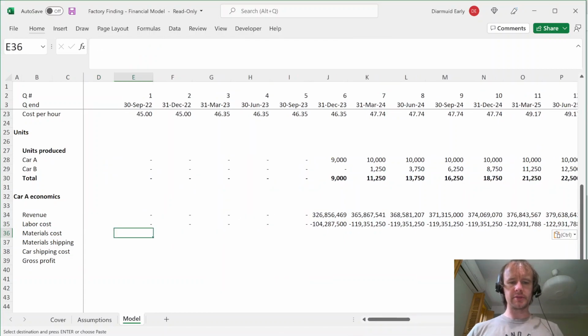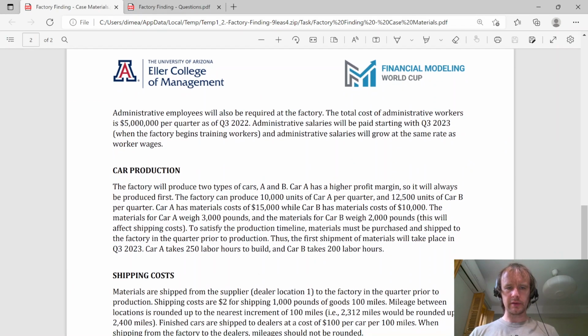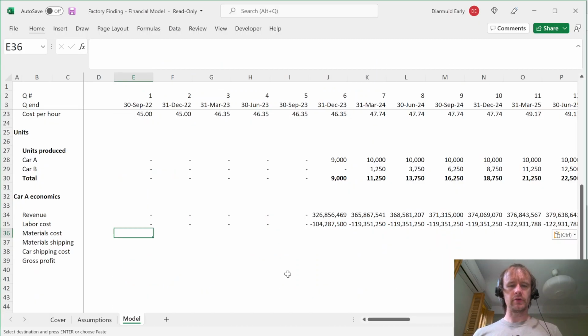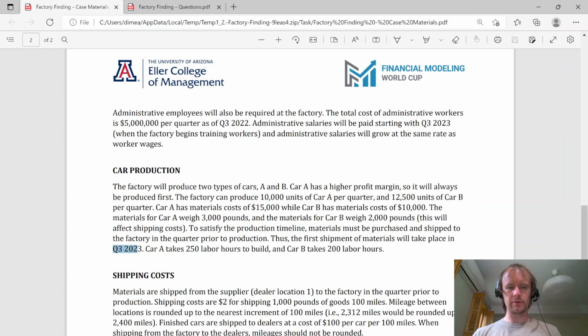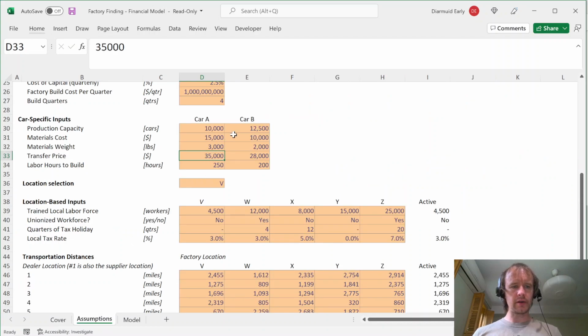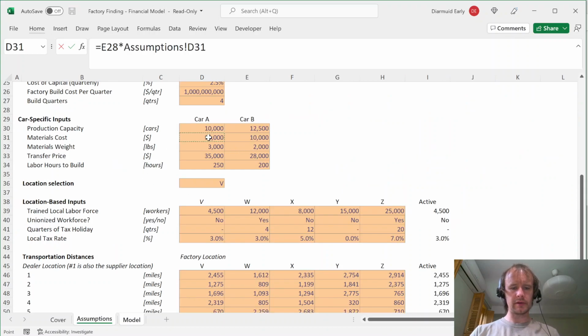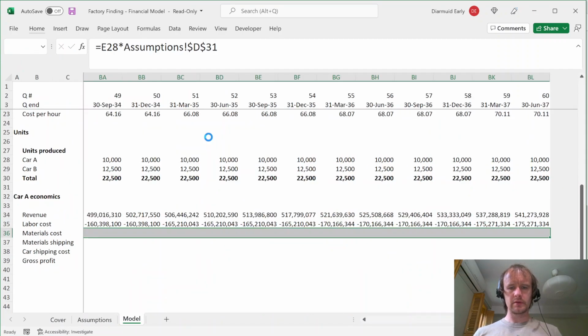And then materials cost. Now, the important thing with materials is, somewhere here it tells me, yes, to satisfy the production timeline, materials must be purchased and shipped to the factory in the quarter prior to production. So, first shipment of materials should be Q3 23. So, my materials cost, for car A, it's just a fixed dollar amount per car. So it's just units produced times that dollars.